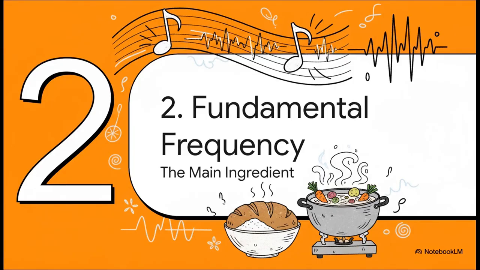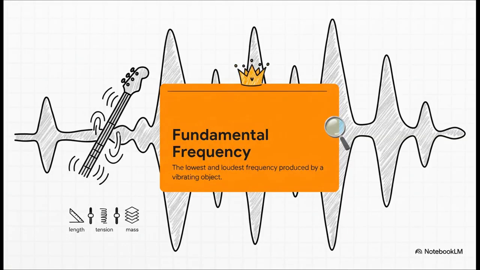And that big vibration brings us to something called the fundamental frequency. Now, if we think about a sound like a recipe, this is our main ingredient. It's the flour in the cake. It's the tomato in the sauce. It defines the whole dish, or in our case, the pitch of the note you hear. So, what is it, technically? Well, the fundamental frequency is simply the lowest, and usually the loudest, frequency that an object, like our string, can produce when it vibrates. It's all about the string's length, how tight it is, and how thick it is.